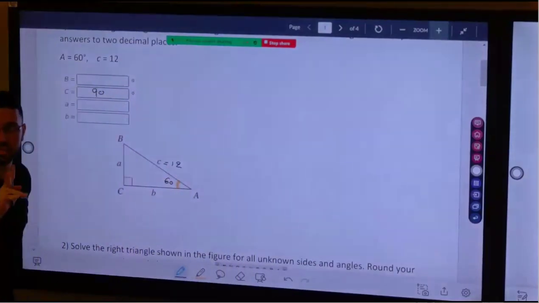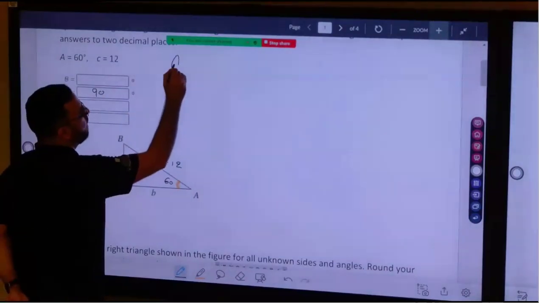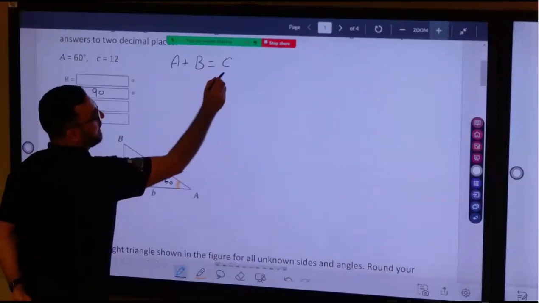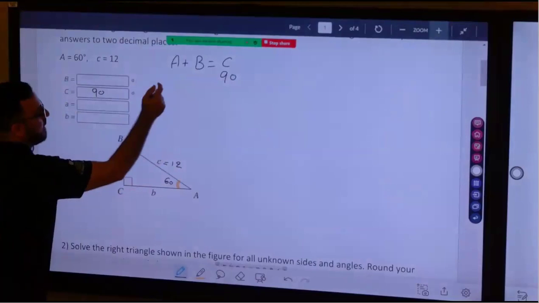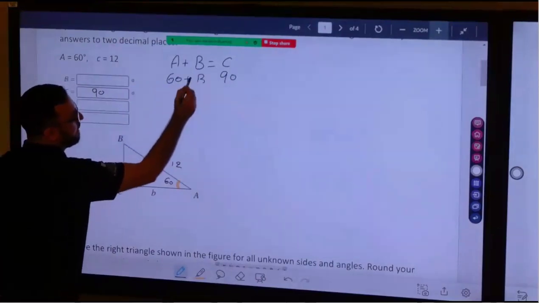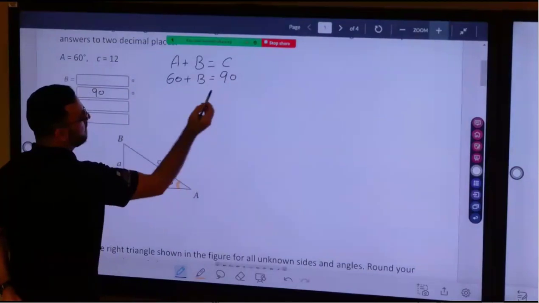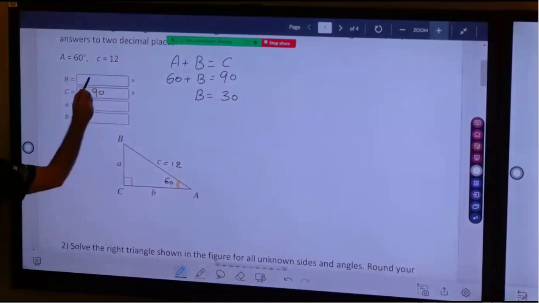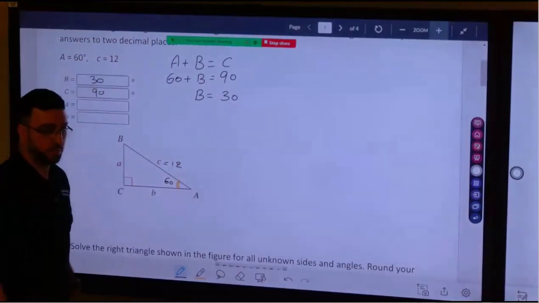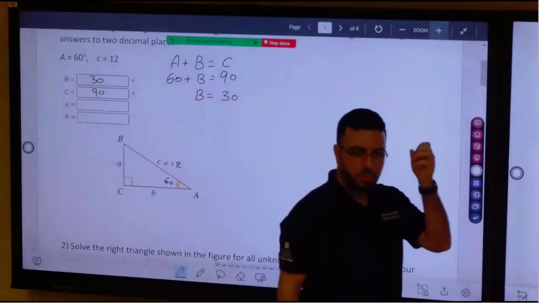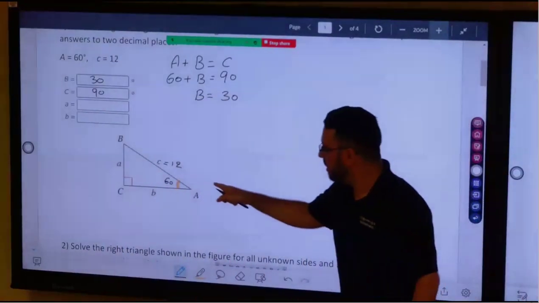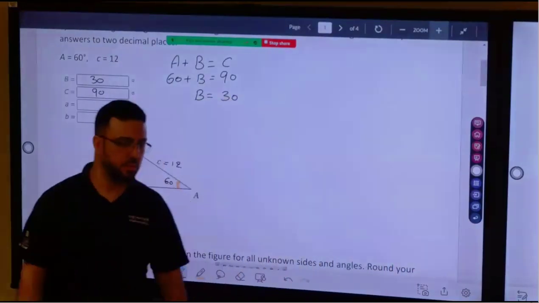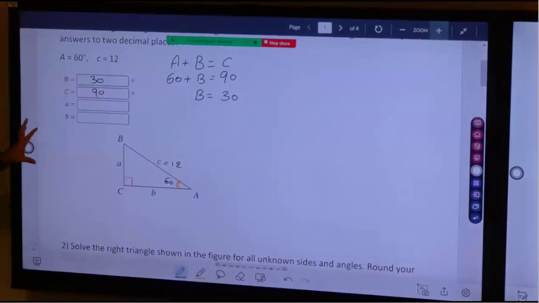That means the addition of A plus B equals C. How much is the value of C? 90. How much is the value of A? 60. Now, can I find the value of B? Yes. So B is going to be equal to 30. Someone says the angles of a triangle add up to 180 degrees. Yes, all 3 angles of a triangle add up to 180 degrees. You got it so far?